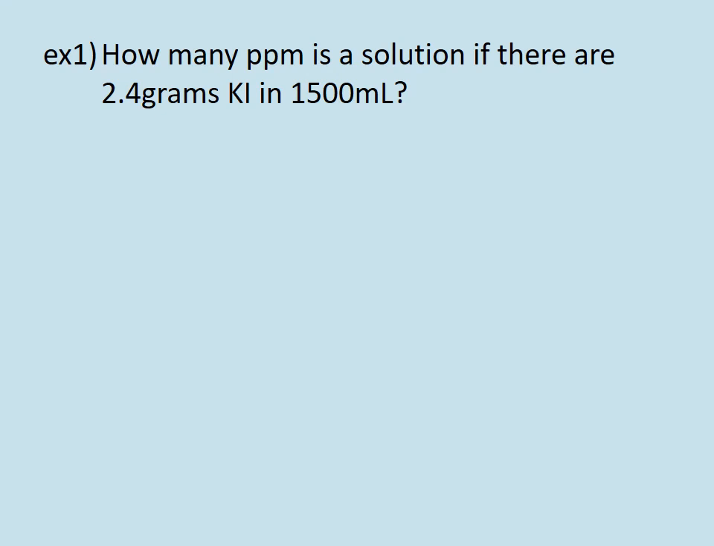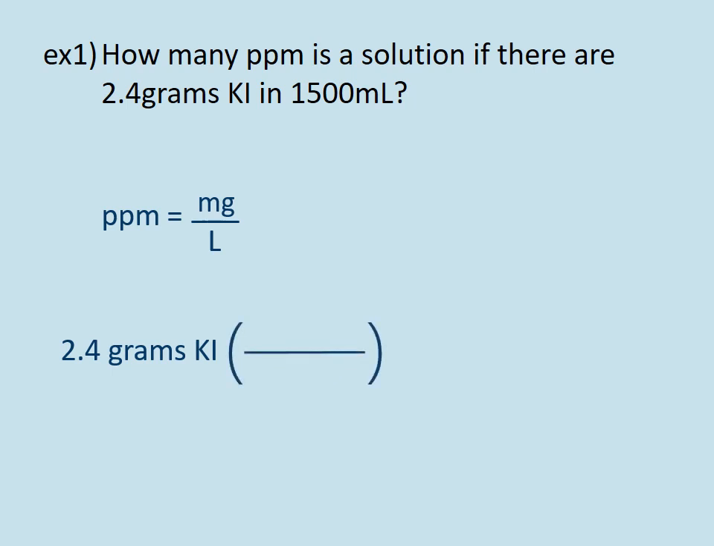How many parts per million is a solution if there are 2.4 grams of KI in 1,500 milliliters of water? So parts per million equals milligrams divided by liters. Since I've been given grams, I will have to convert grams into milligrams.